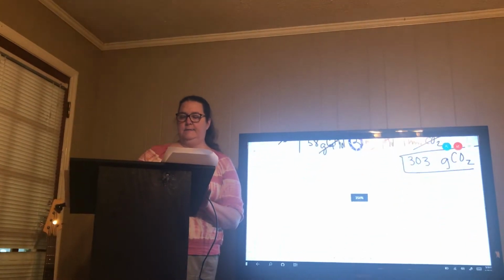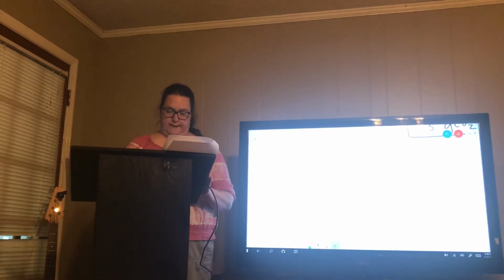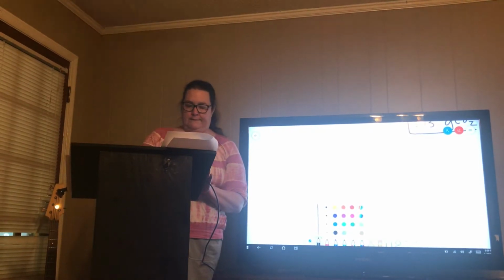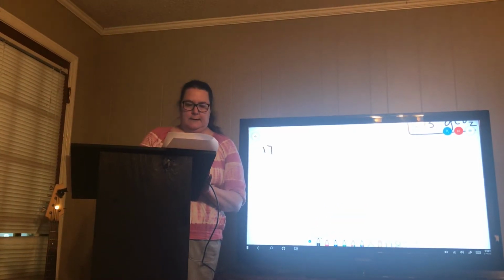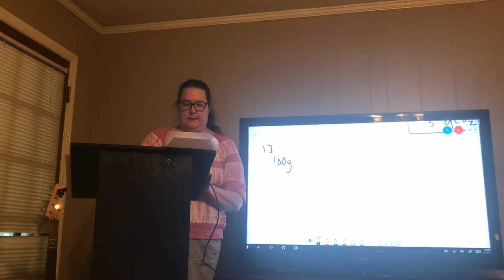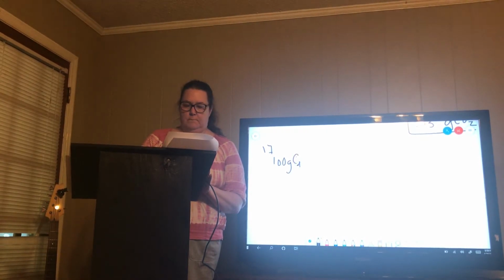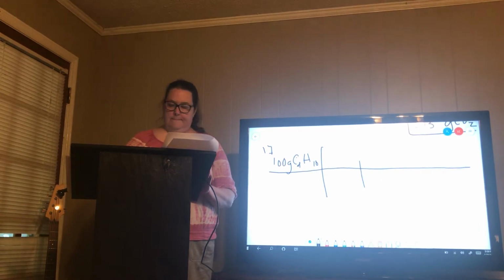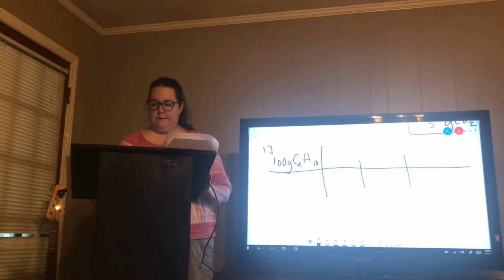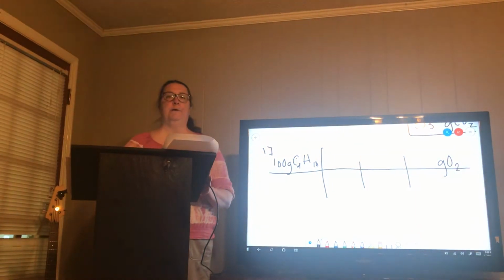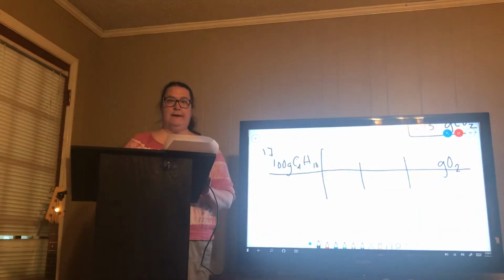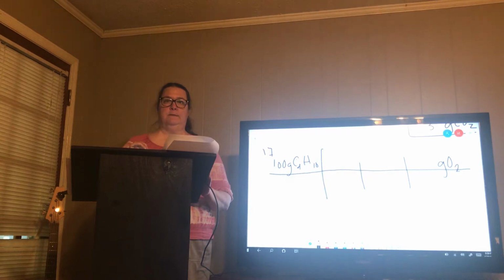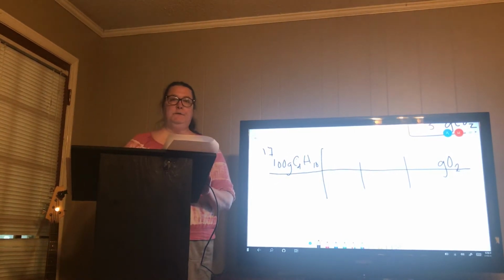Now the dimensional analysis is getting even more fun. Number 17 says I've got that same 100 grams of butane, and I can use the same molecular mass. It's asking me how many grams of O2, so that's what I've got to end up with. I start with the grams of butane, and they want me to end up with grams of O2. Well, I have to go through the moles. Everything goes through the moles.